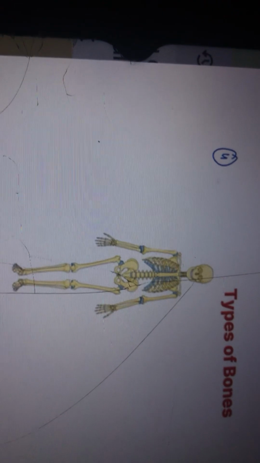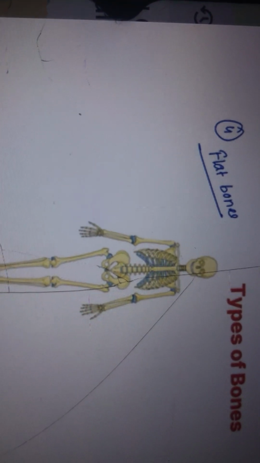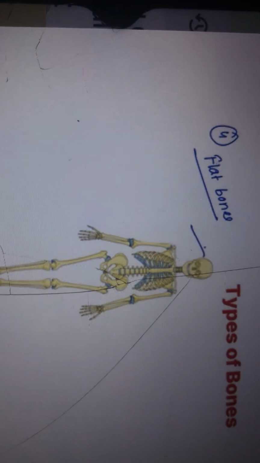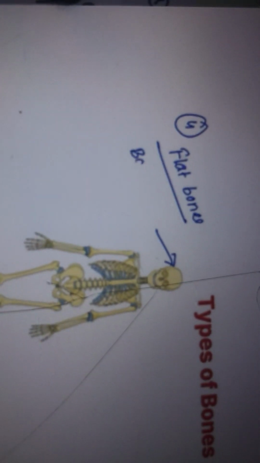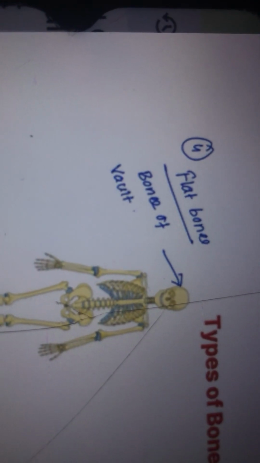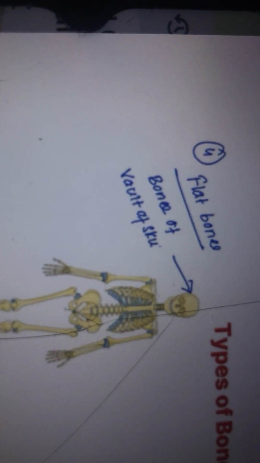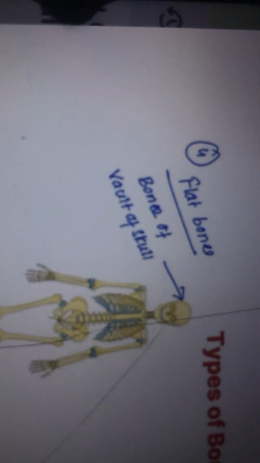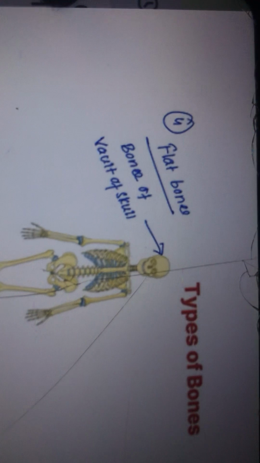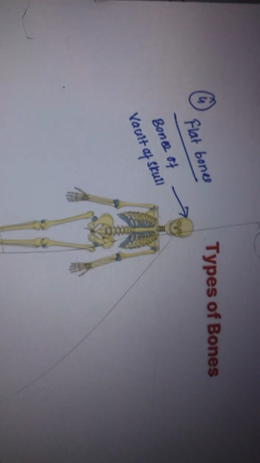Then let's see about the fourth type. The fourth important type is the flat bones. Now what exactly are flat bones? They are flattened like a plate, right? Now the best example for this are bones of the vault of the skull. Bones of the vault of skull, right? Remember, bones forming the base of the skull are examples for what type? They are irregular bones. Whereas bones forming the cranial vault, they are the best examples for flat bones.